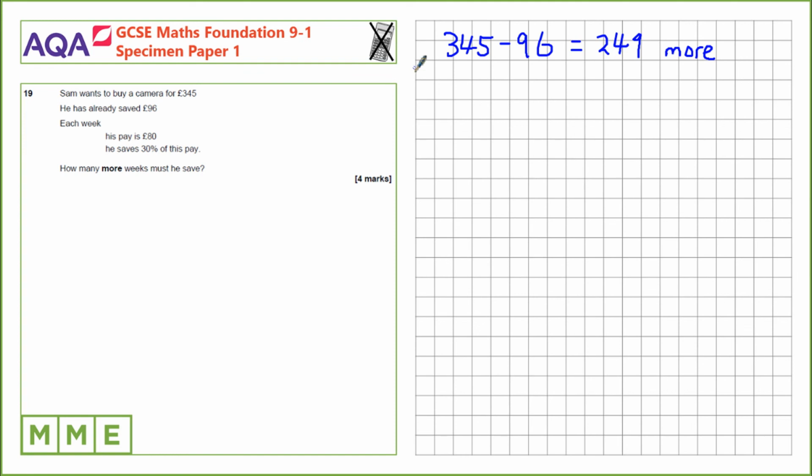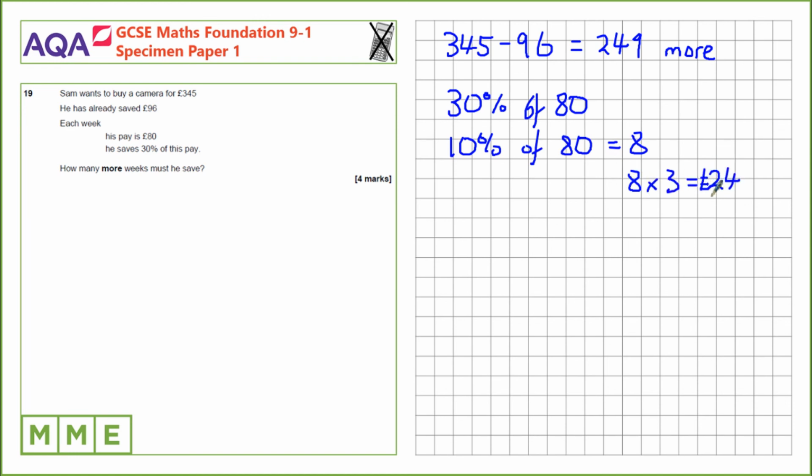And each week he saves 30% of his pay. So we want 30% of 80. Let's start by working out 10% of 80. So 10% of 80 is 80 divided by 10, which is 8. So 30% of that is 8 times 3, which is £24. He saves £24 per week.